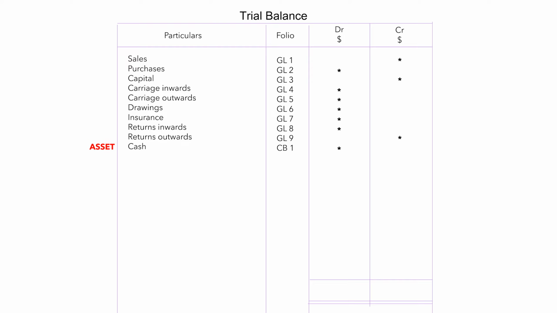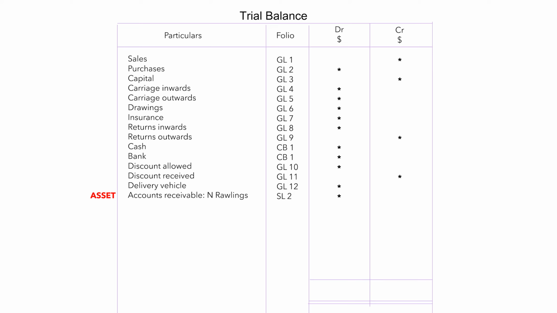Cash is an asset and it's debited. Bank is an asset and it's debited. Discount allowed is an expense and it's debited. Discount received is income and it's credited. Delivery vehicle is an asset and it's debited. Account receivable is an asset and it's debited. Accounts payable is a liability and it's credited.